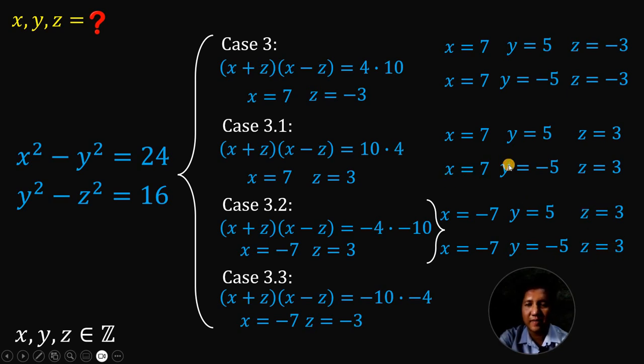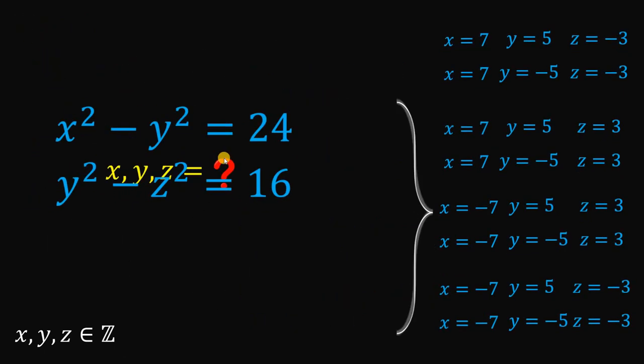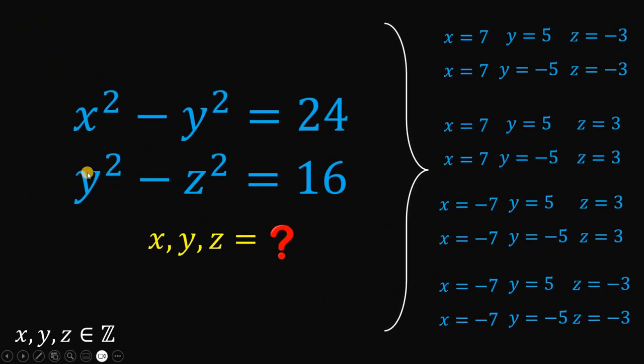And for the last time, the last two pairs of x, y, z must be given by this case 3.3, wherein x equals negative 7, y equals 5, z equals negative 3, x equals negative 7, y equals negative 5, and z equals negative 3. Therefore, we found this result using the equations x squared minus y squared equals 24 and y squared minus z squared equals 16, wherein x, y, z are integers, and here's our answer. So we have 8 possible triples. And as always, we are done.